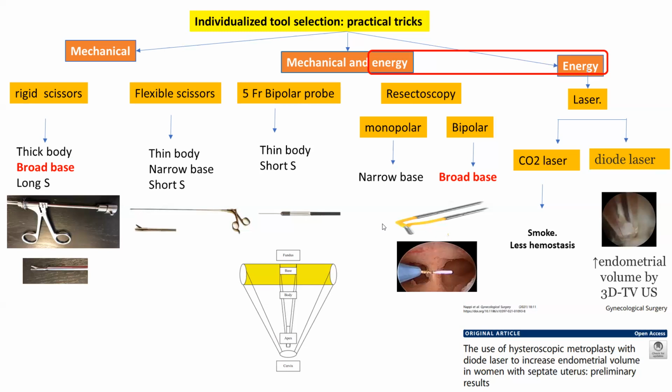And you can use energy only, laser, CO2 laser, with a lot of smoke and less hemostasis if compared to diode laser as proved in some studies. So putting in mind the shape of the septum, the site, the body, the base, and apex, you can select the tool of cutting the septum.